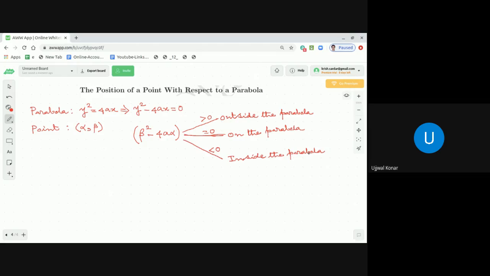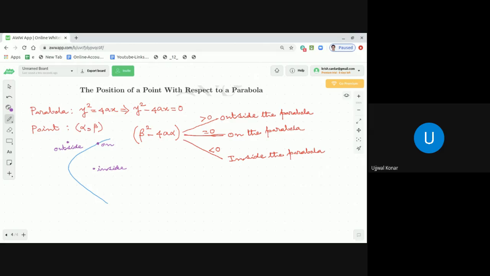Inside the parabola. So what does it mean, dear students? Now, if we have a visual representation of this thing, so if this is the parabola, then a point where you can say it is outside, this is the point where it is outside, this is on the parabola, and this is the point which is inside. So what we can say, this is outside, that is on, and this is inside.